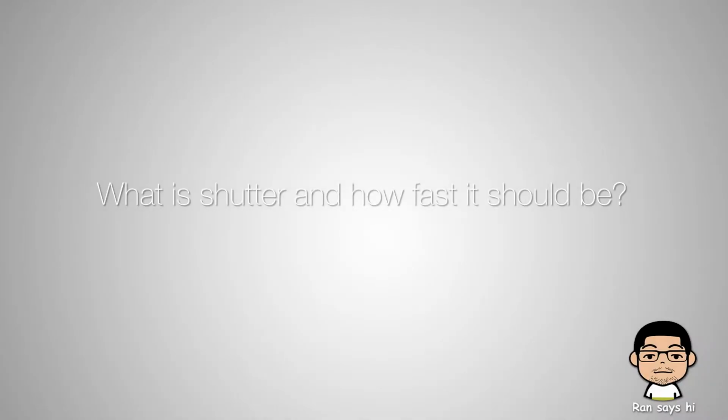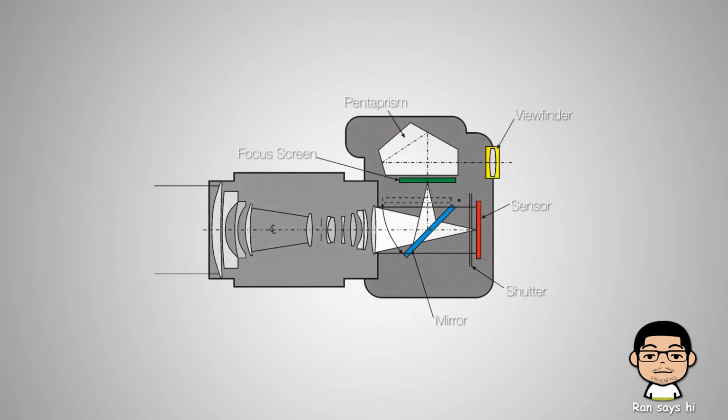Today we're going to talk about what is shutter and how fast it should be. So this is a basic concept of how a DSLR works. You can see at the right side, the red thing is the sensor. We have talked about this in the very first episode. And just in front of the sensor, you can see the shutter.